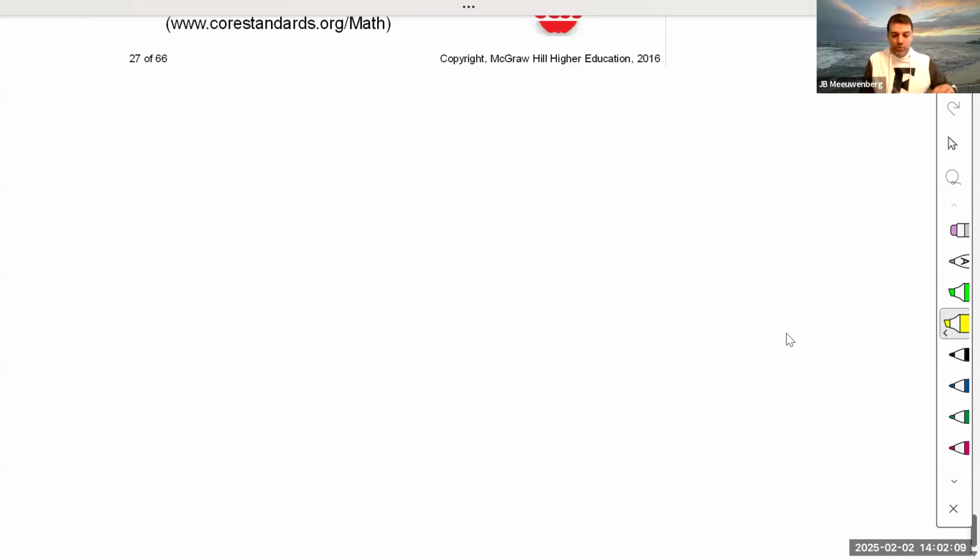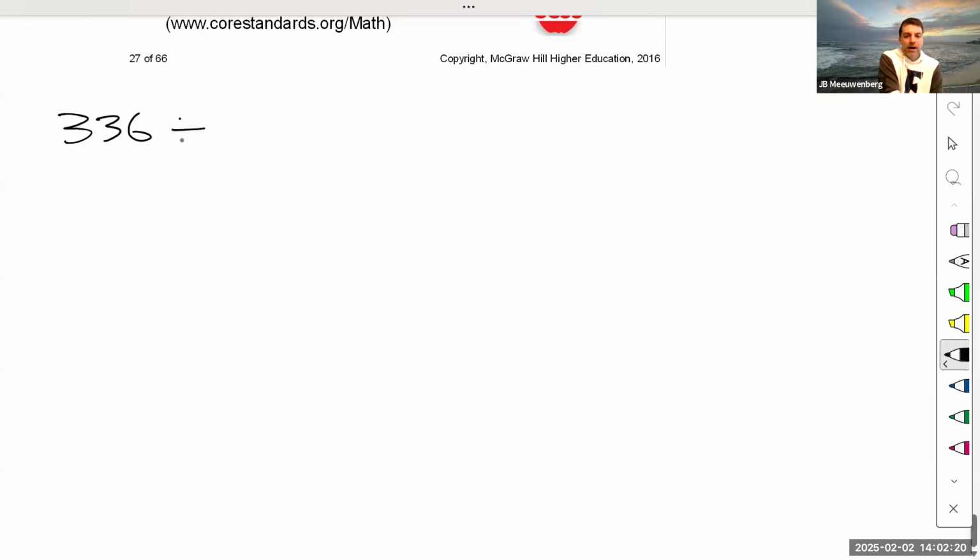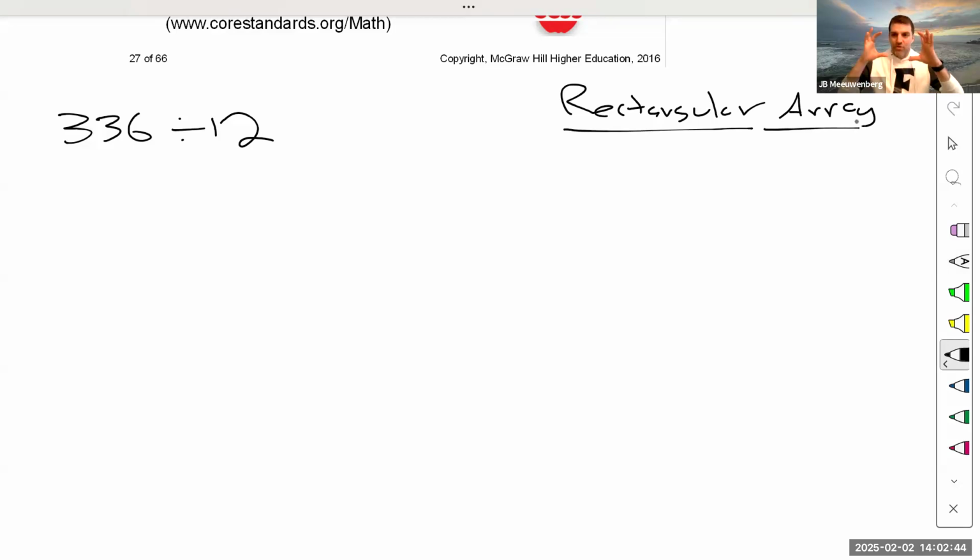So the next one that we'll do here is 336 divided by 12. And we're going to do this one differently. So you still want your base 10 pieces, but the way that we're going to demonstrate this is not by separating them into different groups, but by using a rectangular array. Okay, so we're really going to be using an area model here where we put them into rectangles.